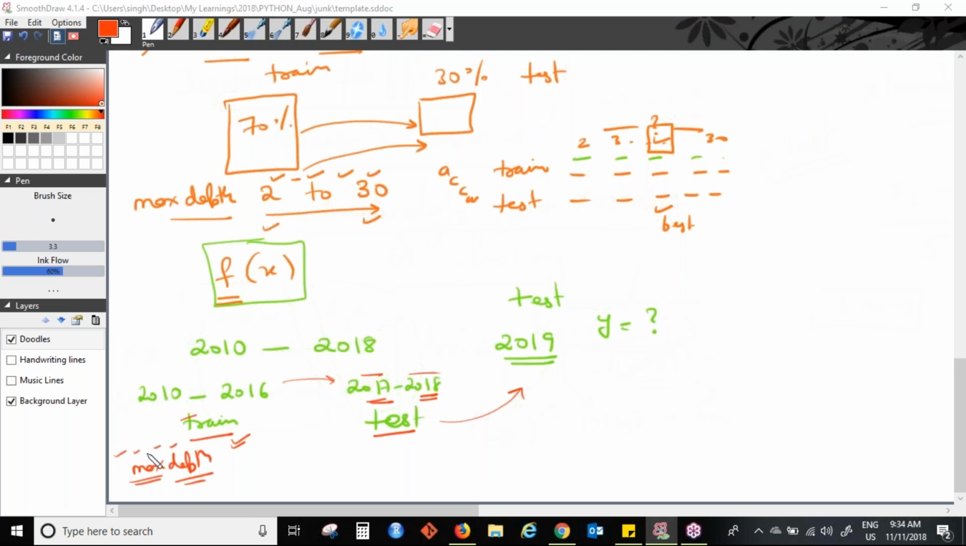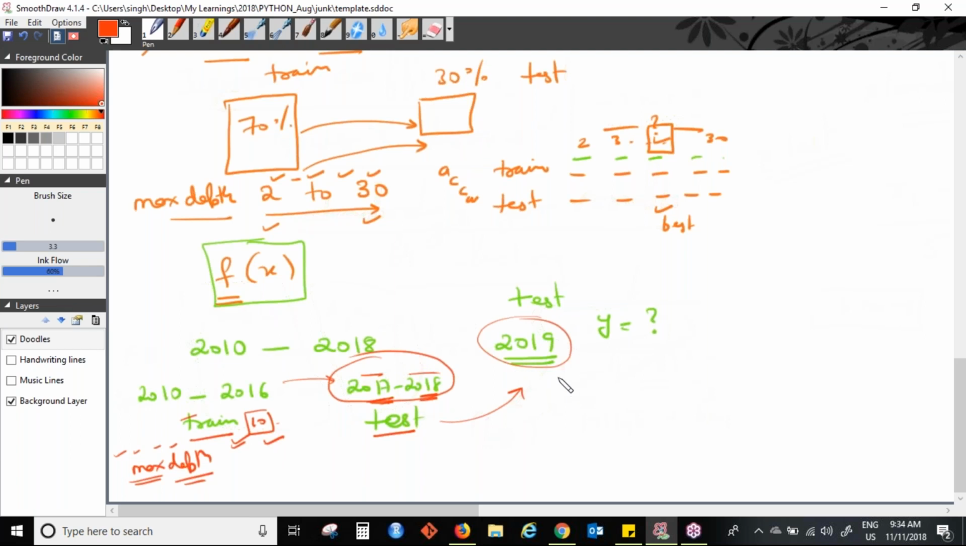So we would try out different values of max depth here, and whichever max depth gives the best accuracy on 2017 and 2018, we will finalize our model based on that particular value of max depth. Now the main problem with this approach is, let's say we finalized a max depth of 10. We got a value of 10 as the max depth for 2017 and 2018. Now what if this 10 was only good for 2017 and 18? Maybe this 10 is not good for 2019. It may be possible, right?